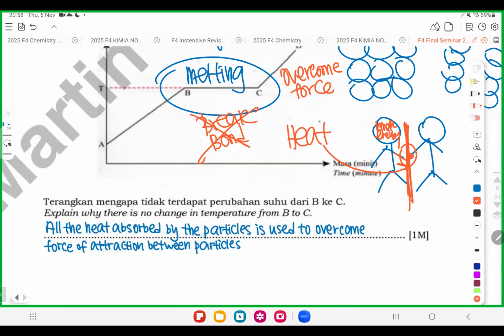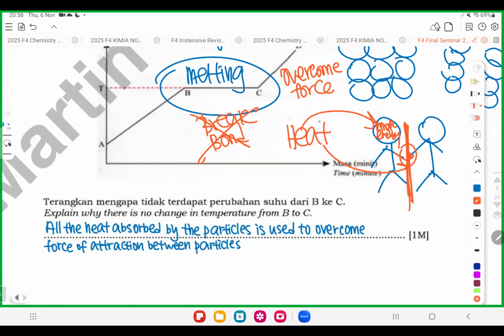Who absorbed the heat? Is it you? No. Is it me? No. Who absorbed the heat? Particles. So all the heat absorbed by particles is used to overcome the force of attraction between particles. They absorb the heat, and all the heat they use to overcome the force. No heat can go into the particle.